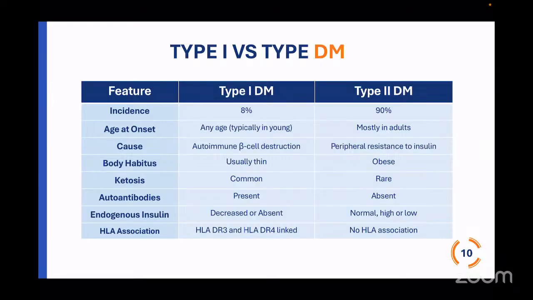So autoantibodies are present in type 1 diabetes, while they are absent in type 2 diabetes. Endogenous insulin is decreased or absent in type 1 and may be normal, high, or low in type 2. Type 1 diabetes is associated with HLA-DR3 and HLA-DR4, while type 2 diabetes does not have an association with HLA.